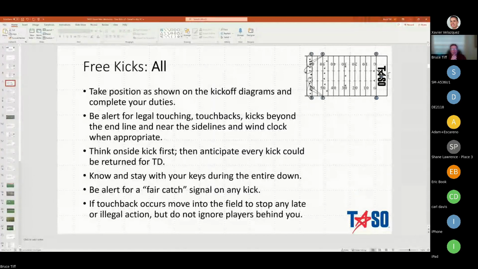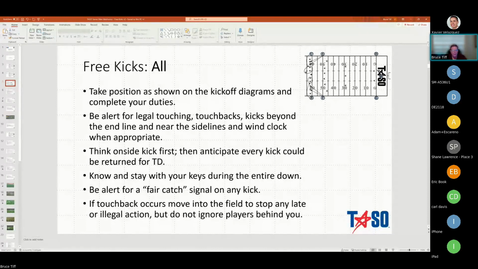So let's talk again about free kicks. In general, these are things that all 7 officials should be thinking about. First and foremost, we're going to take those positions as we just showed on the kickoff diagram, and we're going to complete a lot of our pre-kick duties, going through what each group of officials will do as you're getting ready for that free kick. Every official should be alert for legal touching, touchbacks, and kicks beyond the end line and near the sidelines.